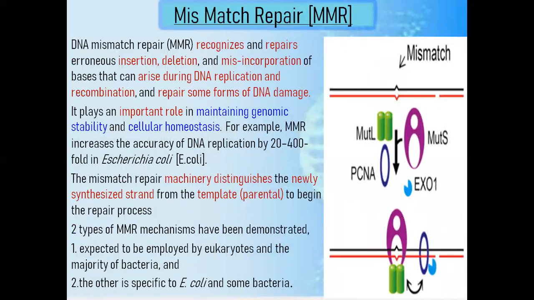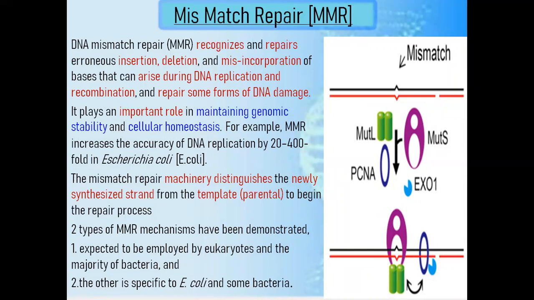Now, mismatch repair. DNA mismatch repair recognizes and repairs erroneous insertions, deletions, or misincorporations of bases which arise during DNA replication and recombination, and repair of some forms of DNA damage. It plays an important role in maintaining genomic stability and cellular homeostasis. For example, MMR increases the accuracy of DNA replication by 20 to 400 fold in E.